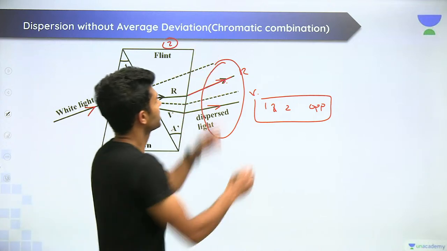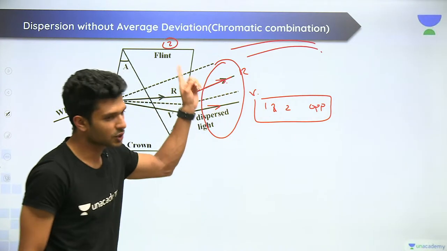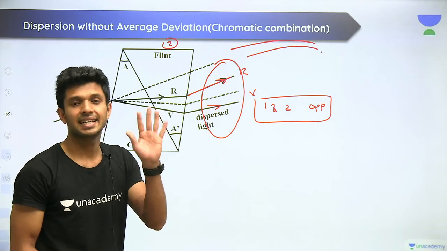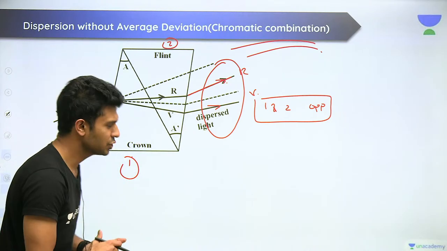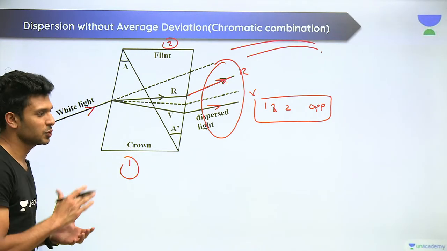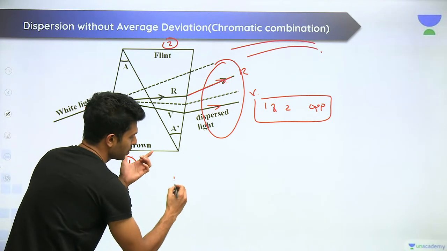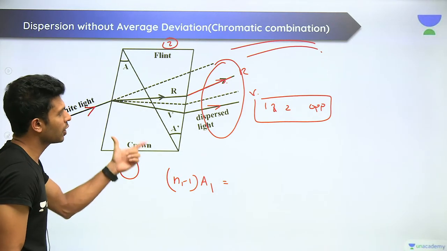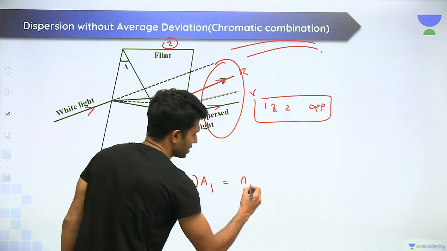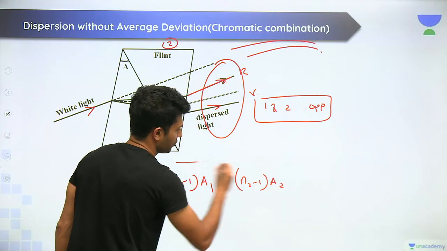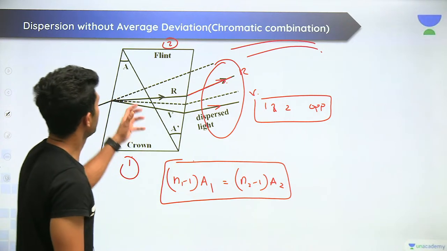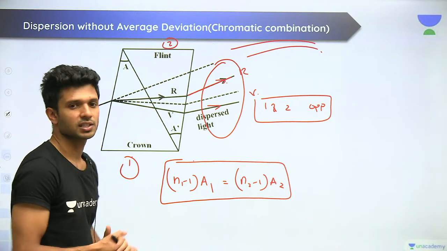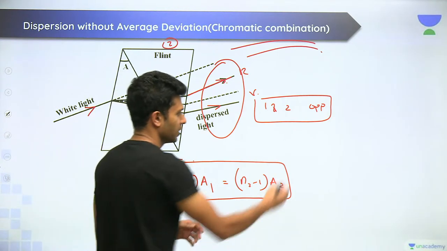So this is the combination which we call the chromatic combination. Understood? Chroma means color, dispersion is there, but deviation is not there. If the deviation shouldn't be there, can you tell me what should be the condition to be satisfied? The deviation produced by the first prism should be equal and opposite to the deviation produced by the second prism. If this condition is satisfied only, we can have refraction passing through both these prisms without any deviations. Understood? Okay, that is done.